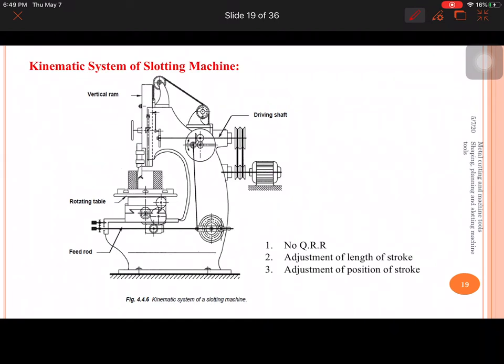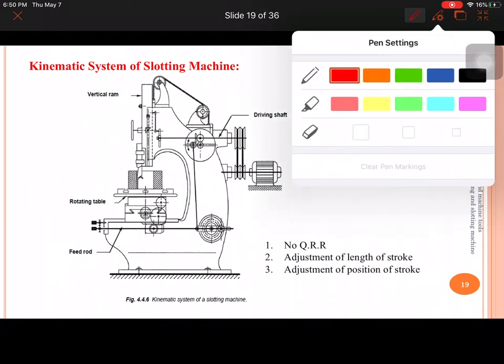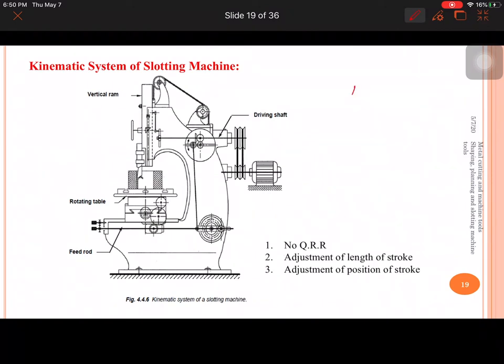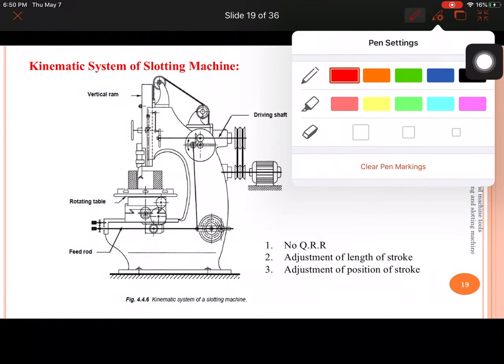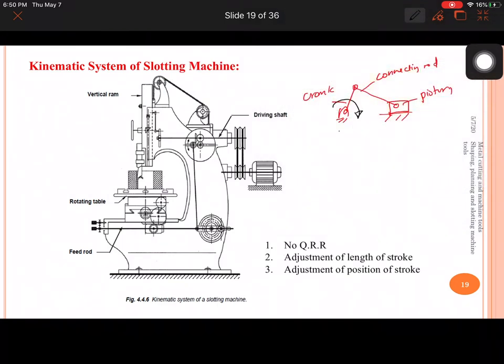Now let us move to the other aspects related to the slotting machine, that is, the kinematic aspects related to the slotting machine. Here the mechanism which is utilized is called the crank piston mechanism. So this is acting like a crank, this is acting like a connecting rod, and this is what is called the piston. This is rotated by 360 degrees, and so you have the reciprocatory motion for the piston.